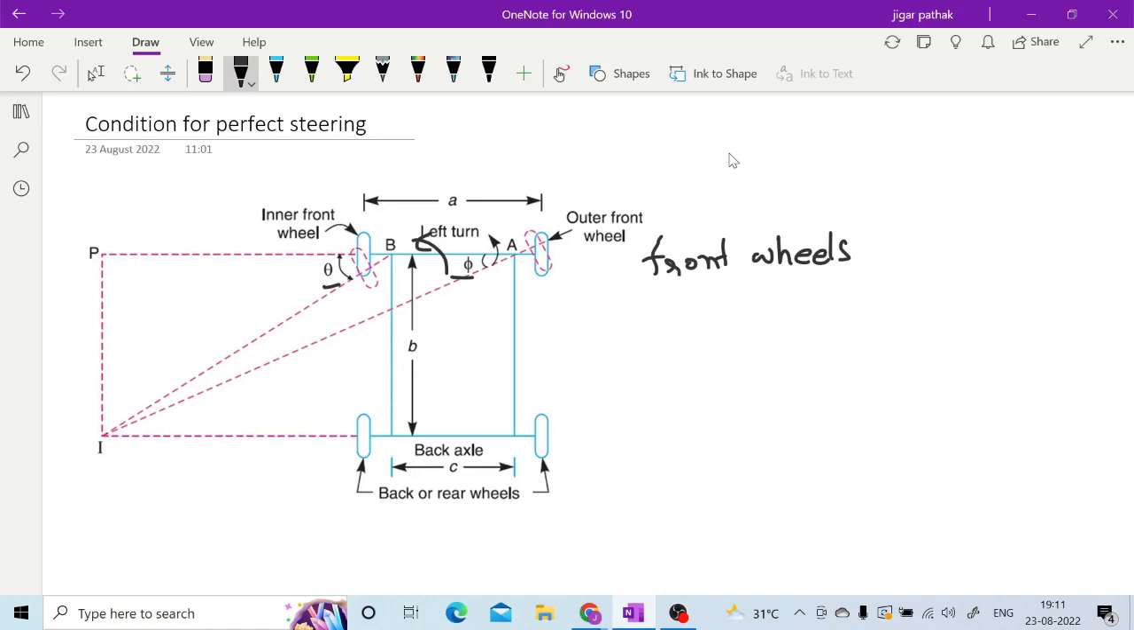Slipping is, I guess, almost the same, I guess. Slipping or skidding, you can say almost the same. So it should not have that friction while taking a turn, right? So for that there is no friction.